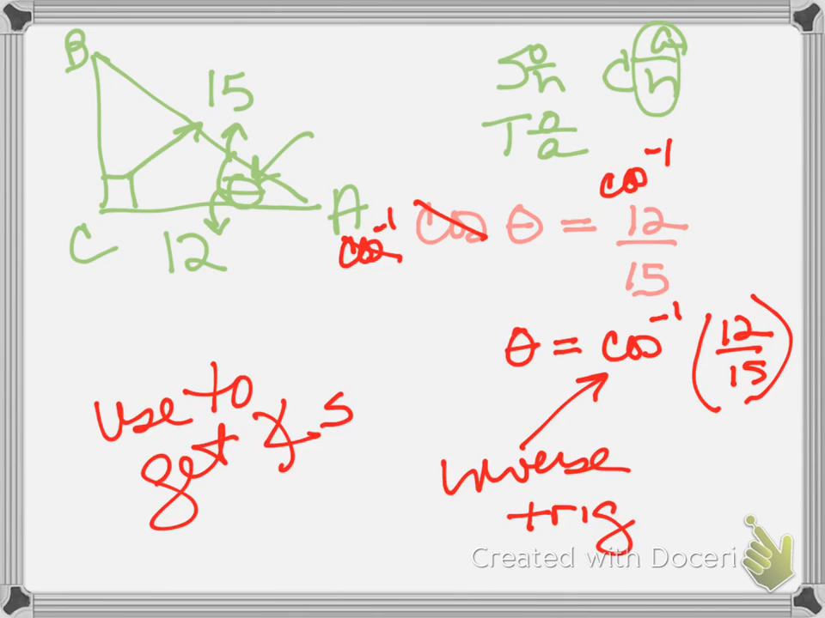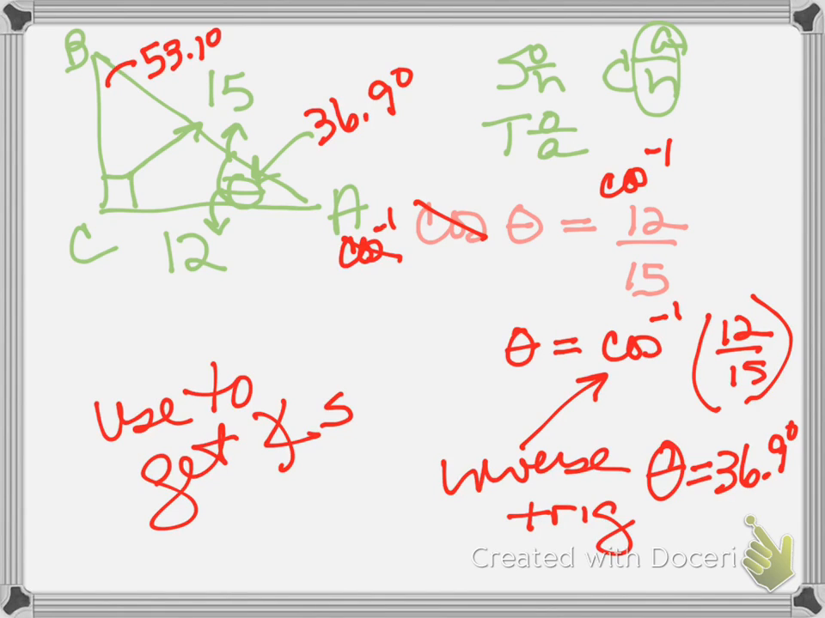So say second cosine to the -1 of the fraction 12 divided by 15, close your paren, and I am finding that my angle equals, rounding to the nearest tenth, 36.9 degrees. Okay, so this angle is 36.9 degrees. Then by subtraction, you can figure out the other acute angle is going to be 53.1 degrees.